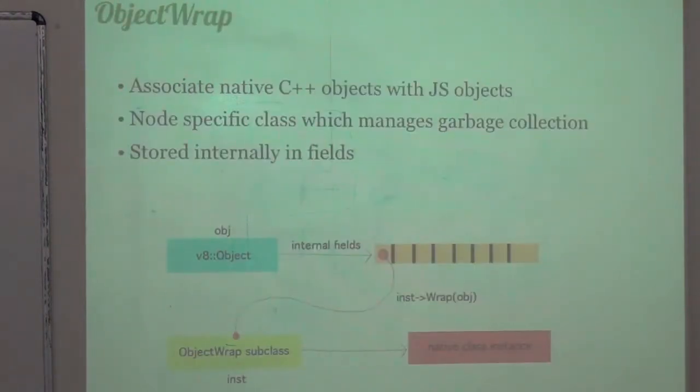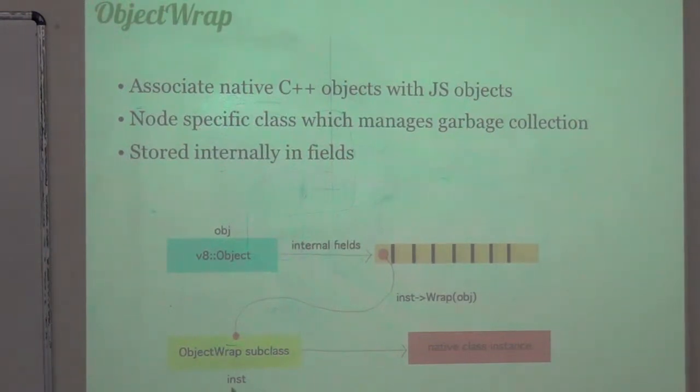So that is where we come to, I think, the most important part of writing bindings, which is object wrap, right? Where you associate native C++ objects with JS objects. And what I mean is that if you see the diagram, there's a V8 object, let's call it OBJ, and V8 objects have these internal fields, okay, where you can arbitrarily insert data, any kind of thing, and V8 won't touch it. You can do what you want with it, right?